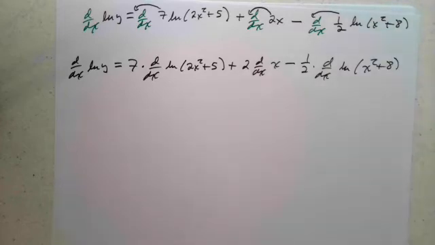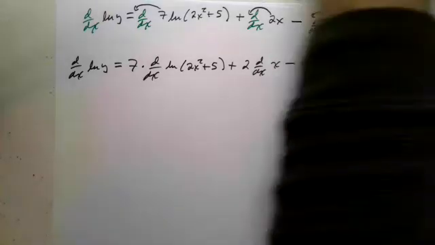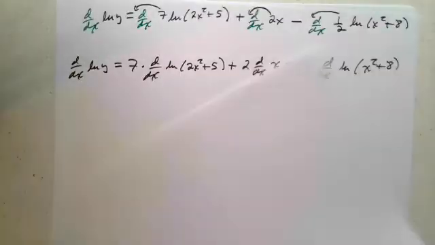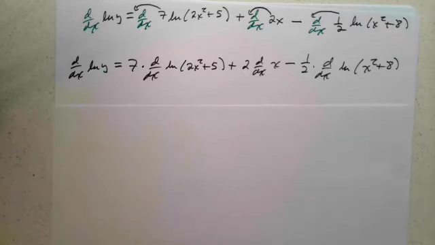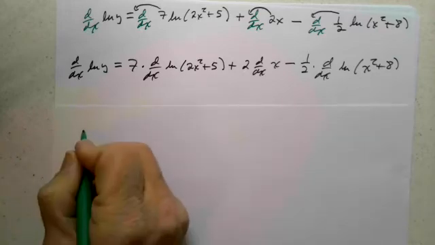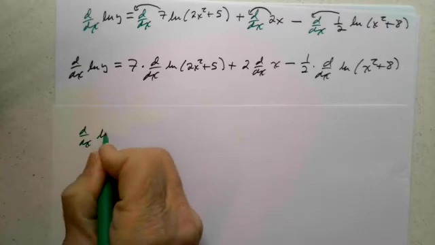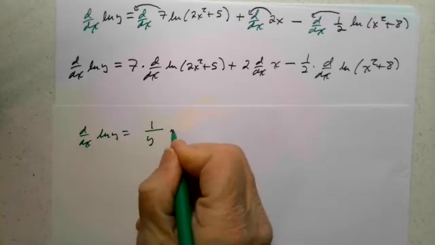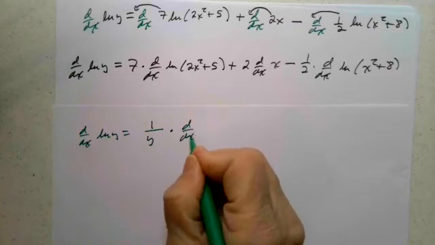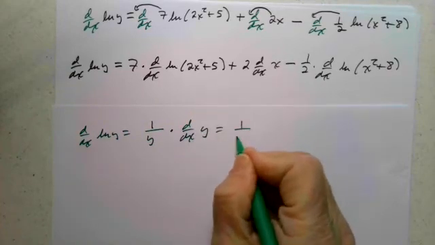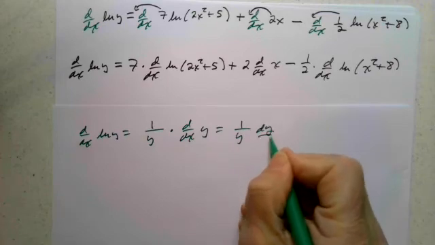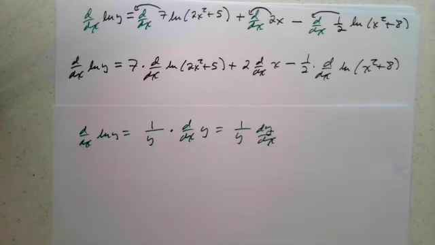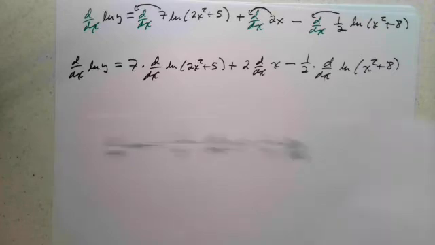Now, what do I have here? The first one I have is the derivative with respect to x of natural log y. Let's talk about that one. What is the derivative with respect to x of natural log y? It's 1 over the something, 1 over y, times the derivative with respect to x of y, which is 1 over y times dy dx. So the derivative with respect to x of natural log y is 1 over y dy dx.